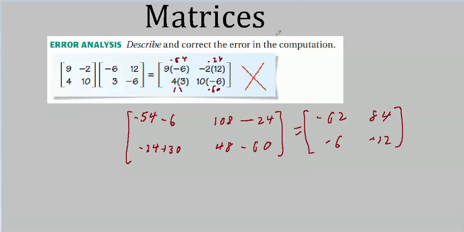So it's important to remember, with addition, just match up the components. Real easy. Multiplication, whole different thing. You multiply the row by the column, and you add them up, of course. So it's like 9 times minus 6 plus minus 2 times 3, and you get this. Do that all the way through, and you get a bunch of complicated stuff that ends up looking like that.